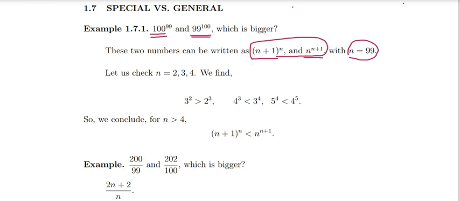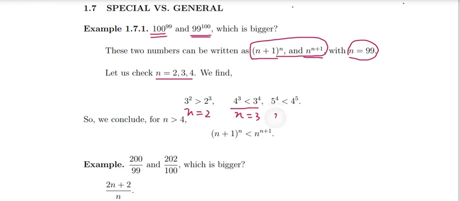Which number is bigger? So we just pick some small n. If n equals 2, then n plus 1 is 3. So this becomes 2^3 and (n+1)^n is 3^2. So we find that 3^2 is larger than 2^3. For n equals 3, we find this equals 3^4 and this is 4^3. So we find 4^3 is less than 3^4.